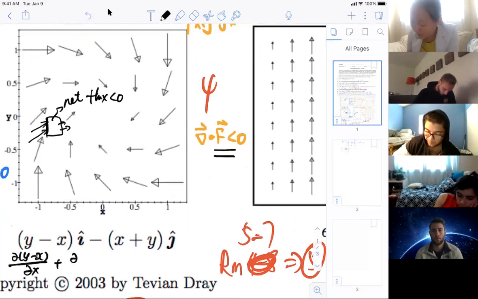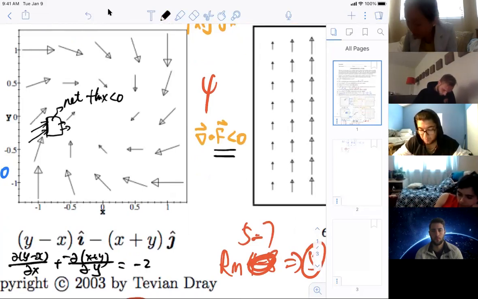And when you calculate it, you can see plus negative x plus y over dy. You get negative 2. So it's consistent, which is indeed less than 0 that we did.